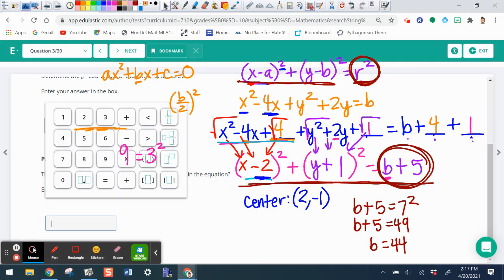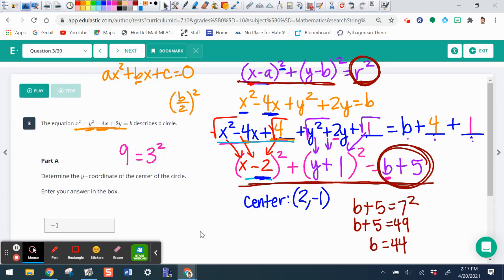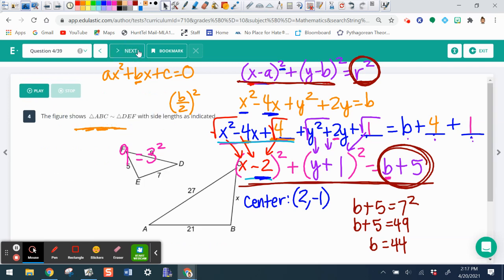So let's go ahead and put that in that part b there. I don't believe there's any other parts to this one, so we'll go and move on to the next question.